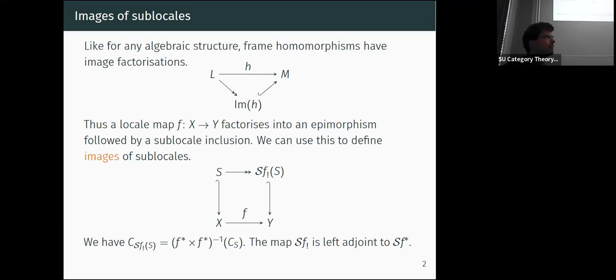You said epi was regular, or the mono was? So in the category of frames, it's the epi that's a regular epi. But then when you go to the category of locales and you dualize everything, it becomes a regular mono. So embeddings in topological spaces are regular monos. You don't need to say that every epi is regular. No, not every epi is regular.